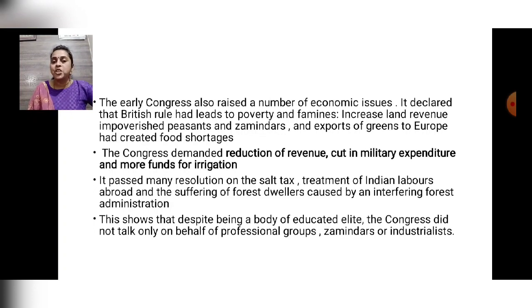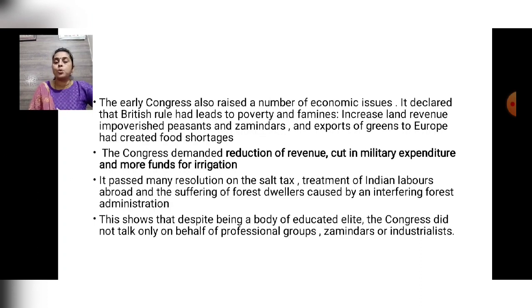The Congress demanded reduction of revenue, cut in military expenditure, and more funds for irrigation. So, what you can do is reduction of revenue, that is land revenue, and then cut in military expenditure. The British used to keep a huge army in India, isn't it? And the maintenance charges, everything was put on Indians through the taxes. But the army is for the British, and that's it. Cut मिलिट्री का जो आप एक्सपेंडिचर कर रहे हो उसको कट करो, and that money should be diverted for providing irrigation facilities to the farmers as well as the peasants.